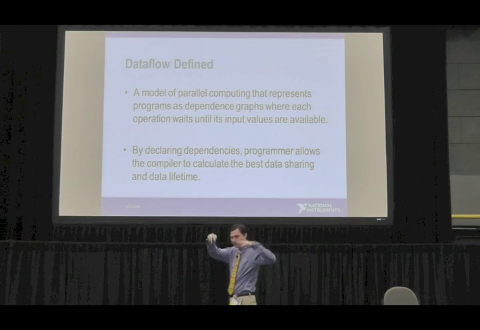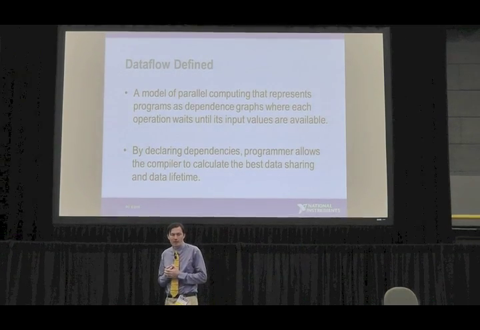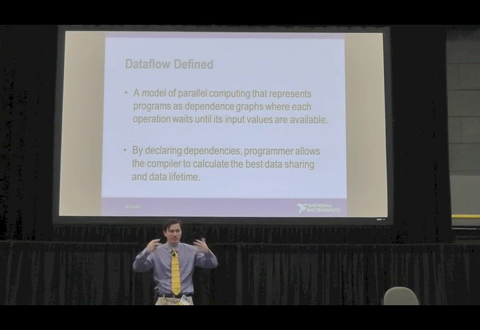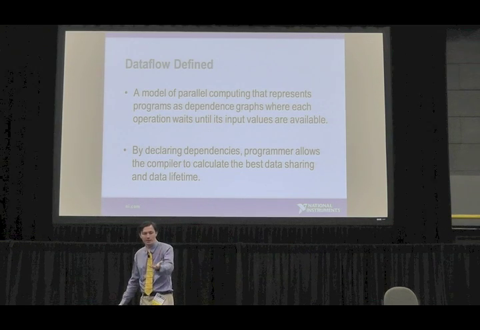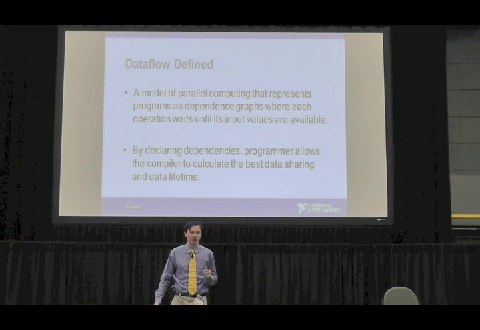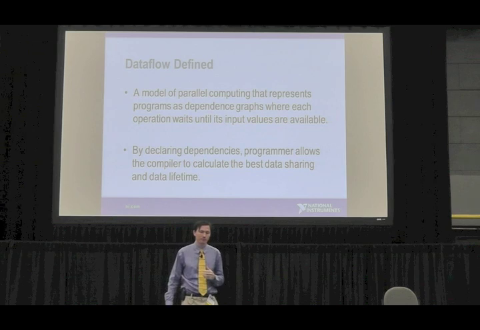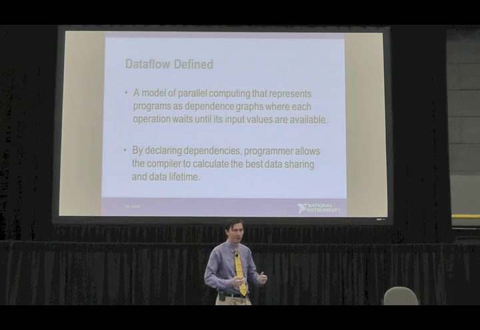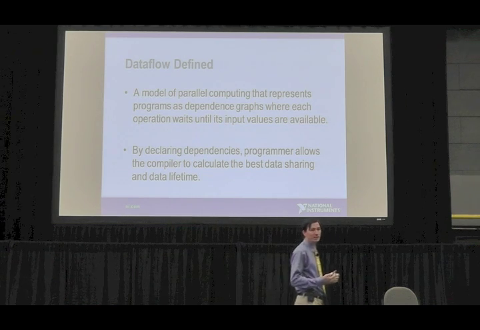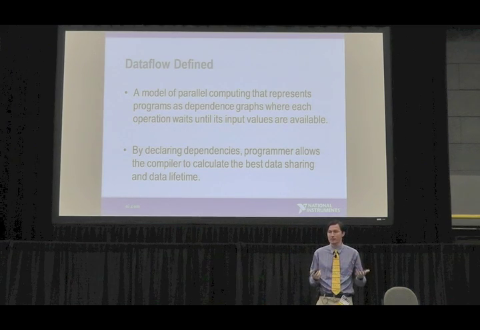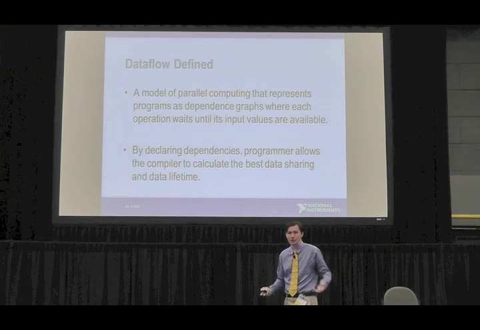So now let's turn this thing towards Dataflow. Dataflow is a model of parallel programming. It allows us to specify our programs such that we say, this operation is dependent on these upstream operations. And when that data is available, I can now compute. Because the programmer supplies all of this information, we can have very intelligent compilers. And the compiler can look at this information and can make decisions about the best method of data sharing.